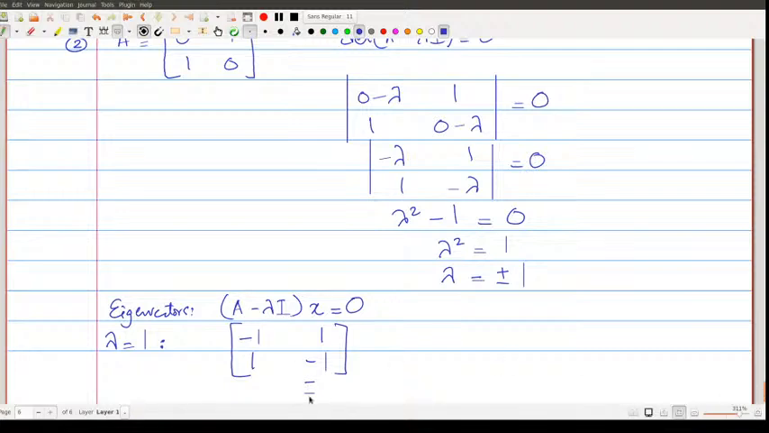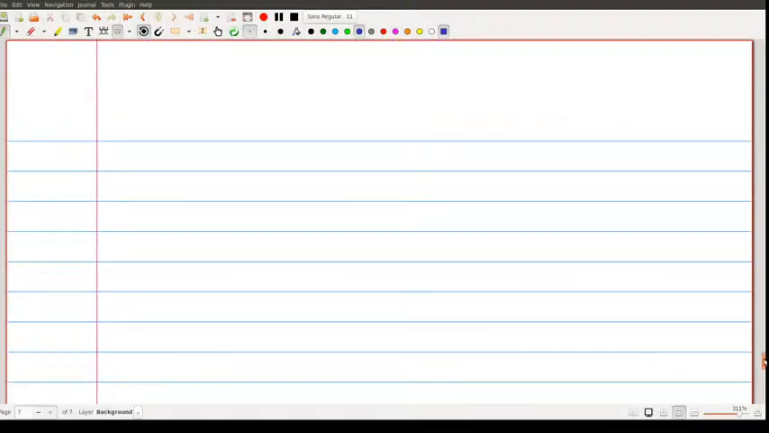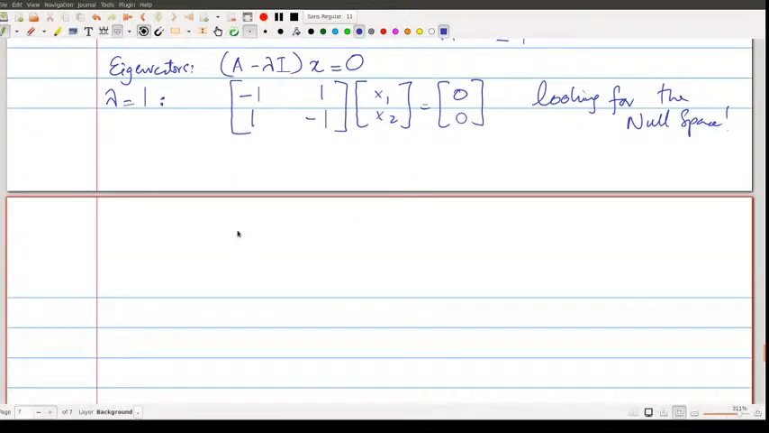And now I want to solve it for x, right? So being multiplied by x1, x2 equals 0. So I'm looking for the null space. We can just solve this equation by elimination. How do we solve it by elimination? We have minus 1, 1, 1, minus 1, and if you want, we can augment the 0, 0 vector here, but that won't change anything.